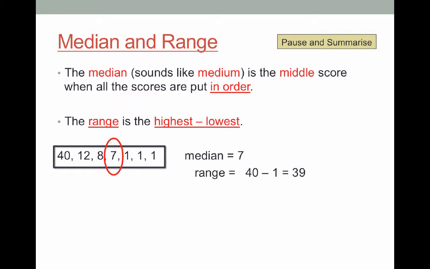I'd like you to pause and summarize this information. I've highlighted the important words that go together. It's important to remember that median and middle go together, and range is our highest minus our lowest, because you're going to be asked how to do these particular things all on one set of data.